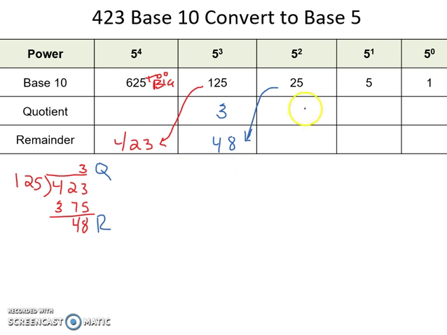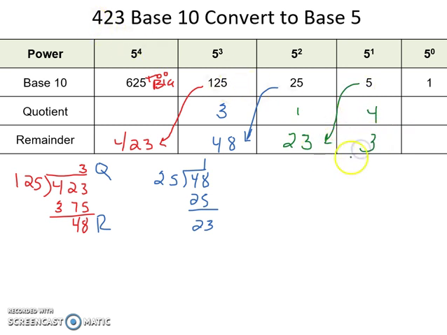I know it goes in once, because again, we're getting to a small enough number that it's pretty easy to think about. So 25 goes into 48 once. 25 from that is 23. So we have a 1 and a 23. 5 goes into 23 4 times with 3 left over. And so our 3 can go right there and get a 0. So this is 3, 1, 4, 3, base 5. And that was 423.